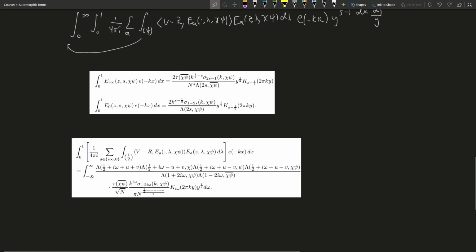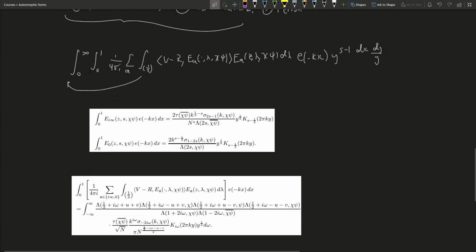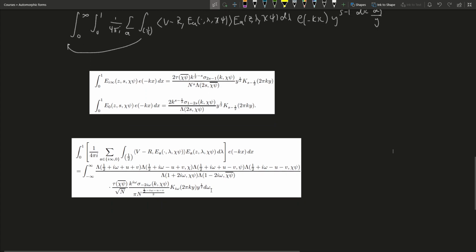So when you bring this out, you see I still have this integral over real part of lambda equal to 1/2. I've reparameterized that in terms of omega. And you end up getting, in fact, the same contributions from the cusp infinity and the cusp 0.